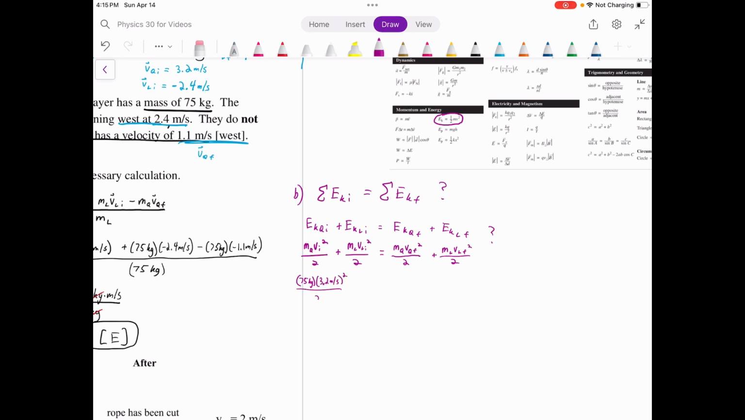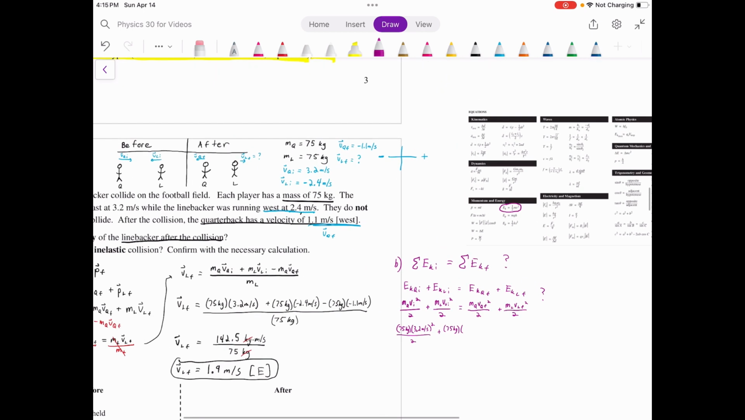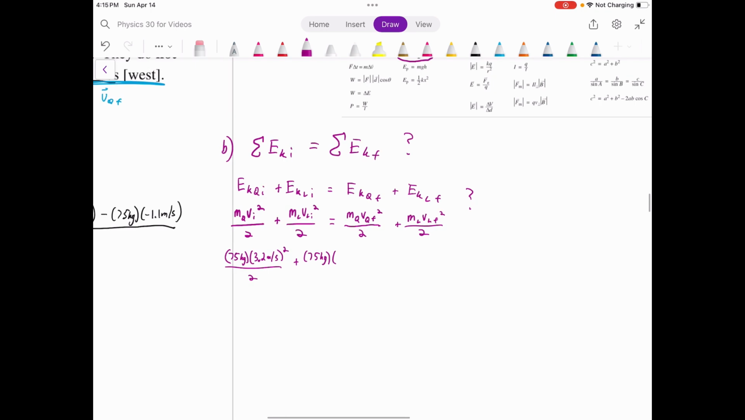squared over 2. Linebacker, 75 kilograms. What was their initial speed? It was 2.4 meters per second, right? Yes, it was to the west, but we're talking speed here. We're not worried about direction. So it's just 2.4 meters per second. It's a scalar. Okay, so we'll calculate the left side and we'll calculate the right side. And if they're the same, it was an elastic collision. If not, it was inelastic.